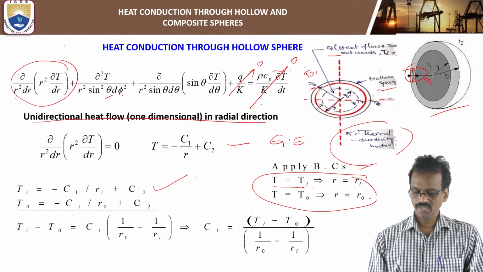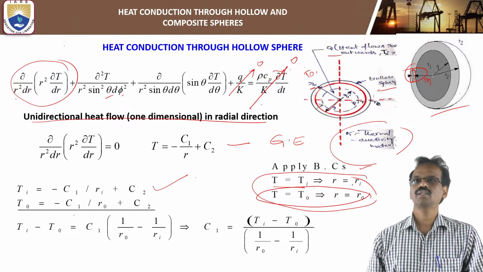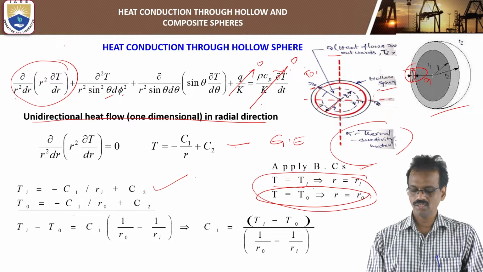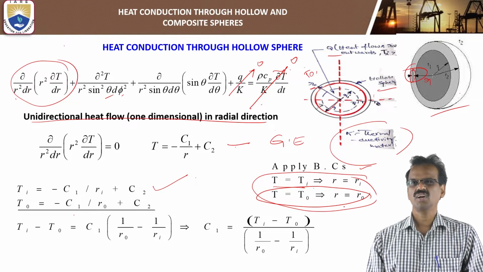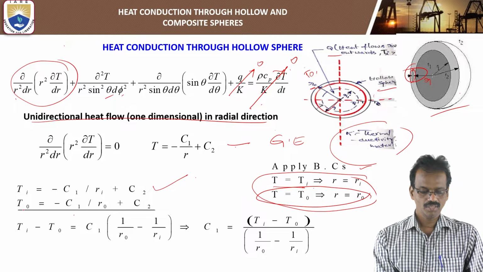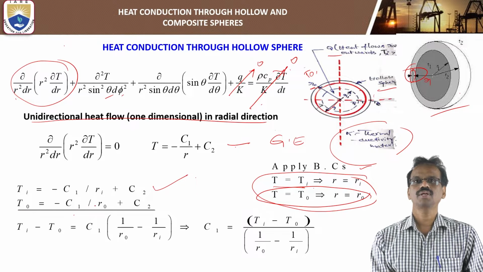If you apply the second boundary condition, boundary condition 2, T is equal to T naught, R is equal to R naught. If R is equal to R naught, T is equal to T naught. So that is T naught is equal to minus C1 by R naught plus C2. That is equation 2.